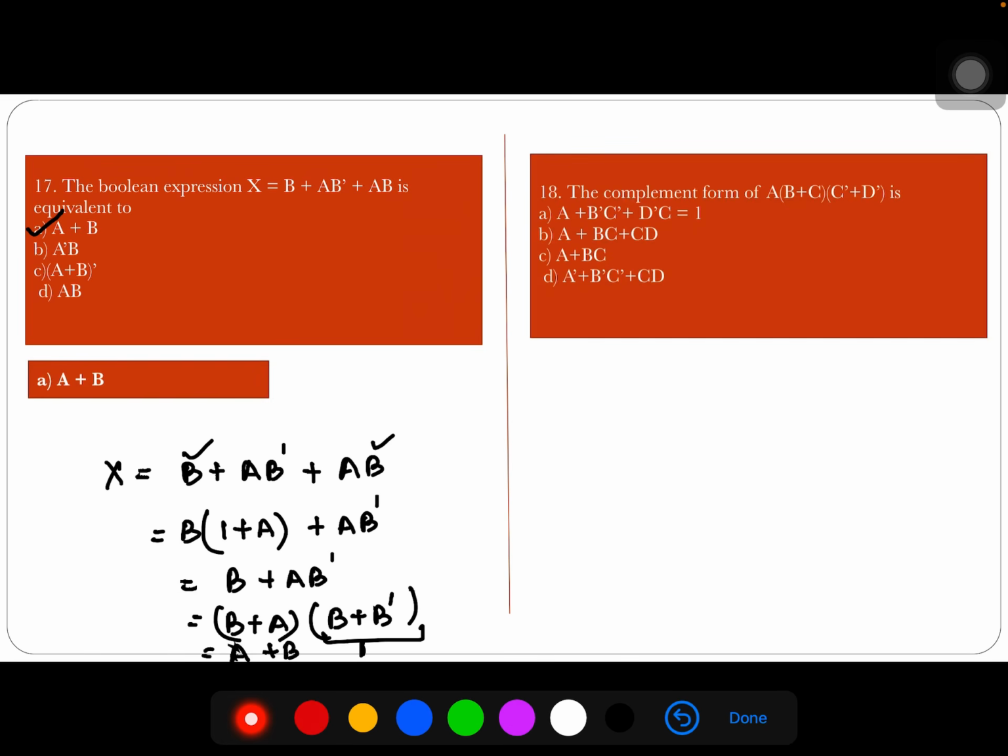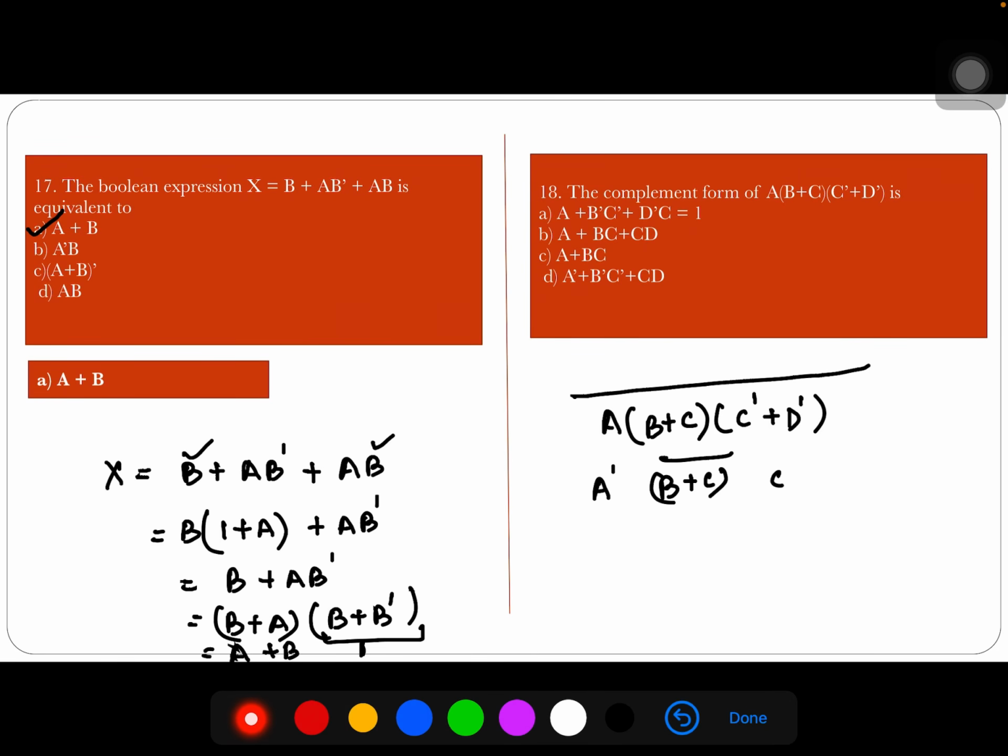Yes. Next question, the complement form of. So you are given this expression and you are asked to calculate the complement form of this. That means the complement of the complete expression. Apply the De Morgan theorem. Separate every term by individual bars. So first of all, I separated A, I separated B plus C, I separated C bar plus D bar. And I converted the sign from product to sum.